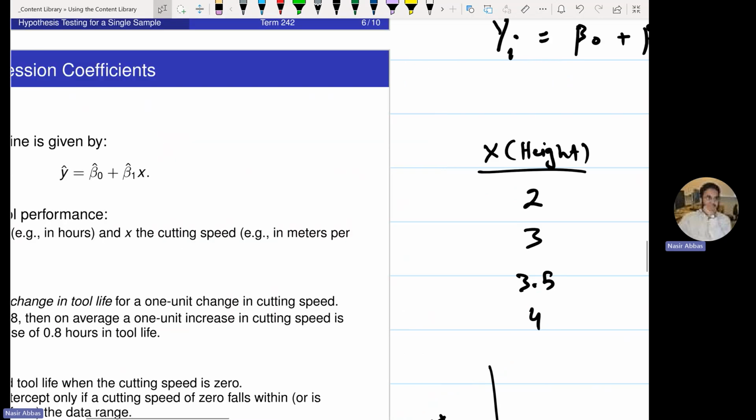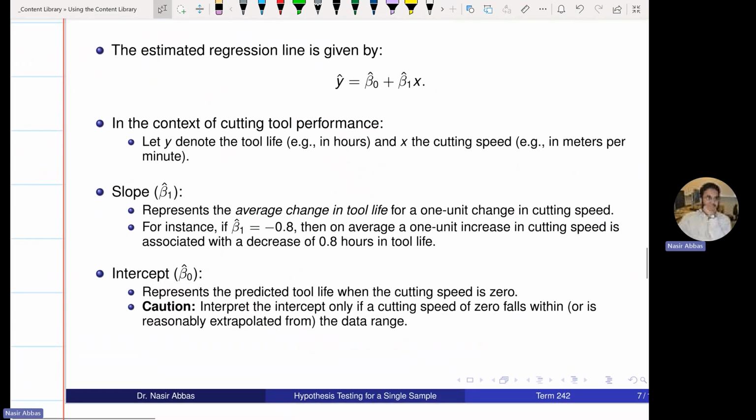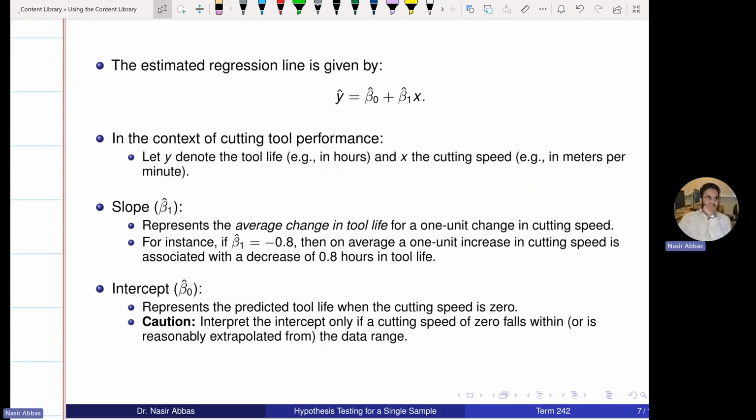So here is the caution. Read the caution very carefully: we will interpret the intercept only if X equal to 0 falls within the data range. Otherwise, we will say that this intercept has no meaning. We got -1.3 or whatever we get, 2.7 or whatever, but it has no meaning. Whereas the slope, you will interpret as usual. Any questions so far?